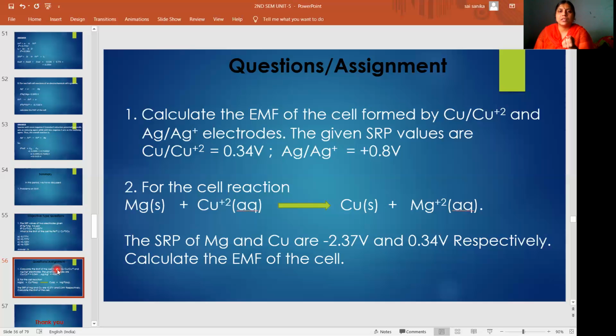So directly here SRP values are given. SRP of magnesium is minus 2.37 volts and SRP of copper is 0.34 volts. So what is the formula? E cell is equal to E copper minus E Mg. Standard reduction potential of copper minus standard reduction potential of magnesium. The standard reduction potential of copper is 0.34, minus of minus 2.37 volts for magnesium. So like this, we will calculate the EMF of the cell.